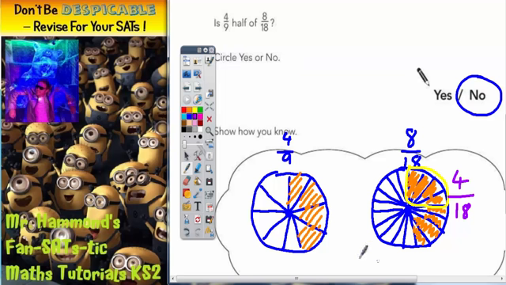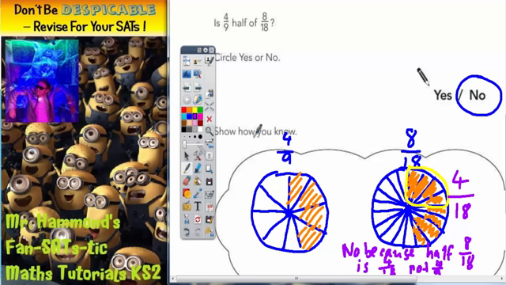And one thing we could do is to say this. It's no because half of 8/18 is 4/18, not 4/9. And that would be a good explanation.